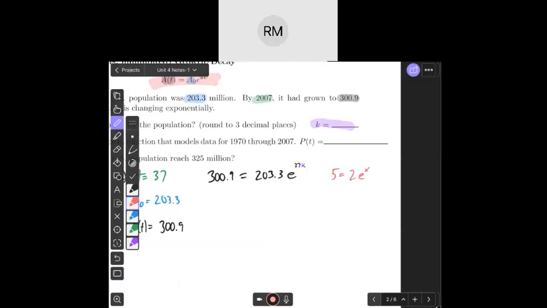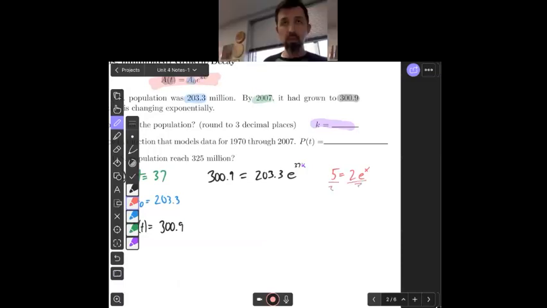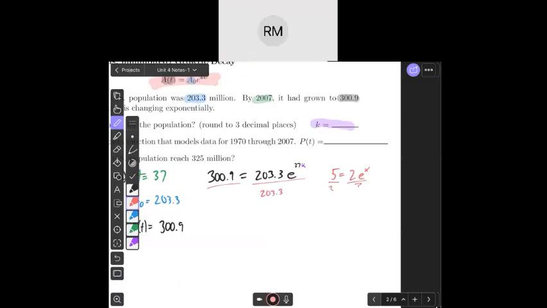That looks like a pretty familiar equation, like we solved on Monday and Tuesday. How do we do this? What's our first step? Do you divide on both sides? Divide by 2. Okay. So what would we do here then, Ruth? Divide by 203.3.